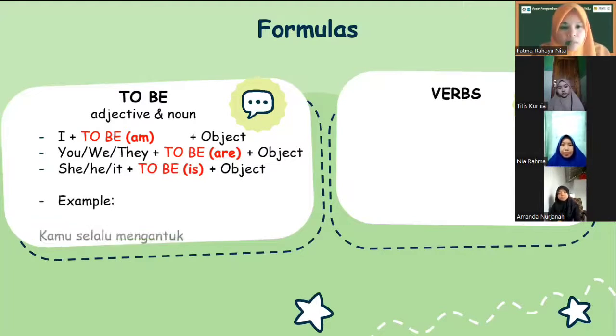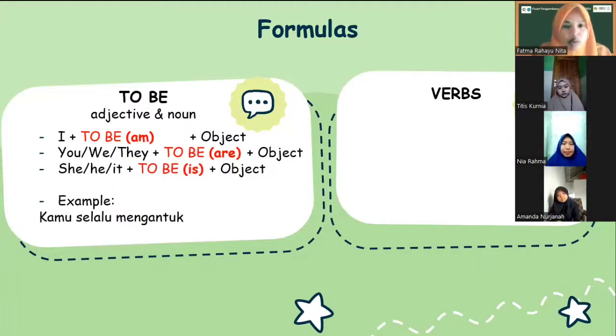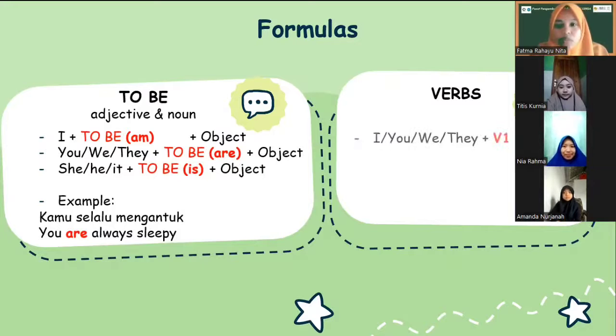For example, kamu selalu mengantuk. Nah, mengantuk here is an adjective. So we use to be. You are always sleepy. Is it clear? Yes, Miss. And next, the verbs.